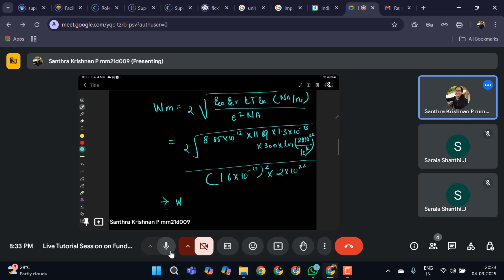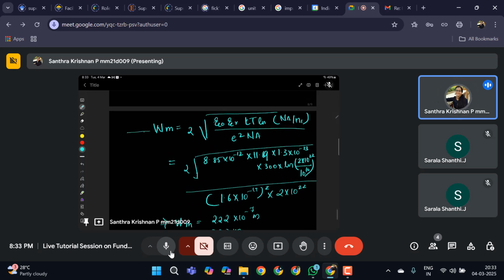Wm becomes approximately equal to 2.22 into 10 power minus 7 meters, which is approximately 222 nanometers. So this is the answer. If you have access to this equation directly, you can find out the depletion width at strong inversion. So is it clear?